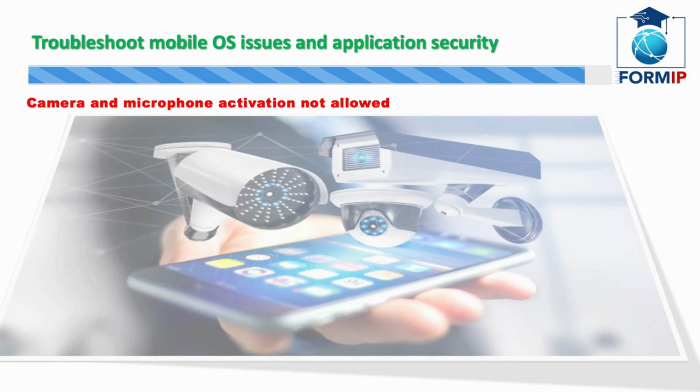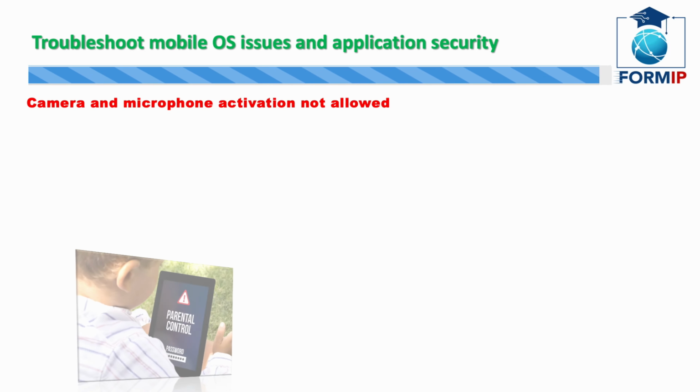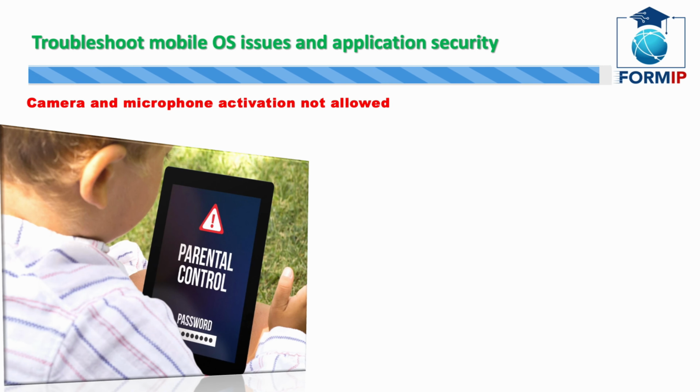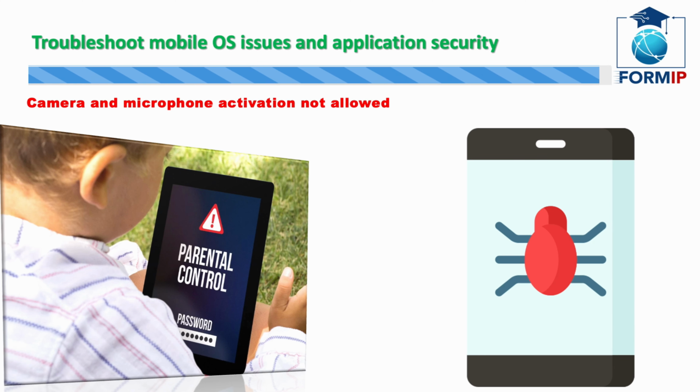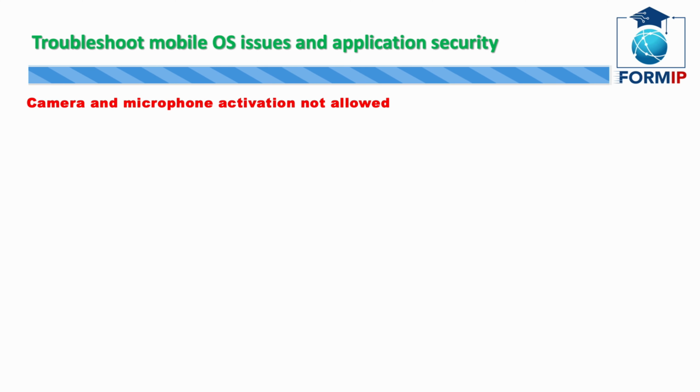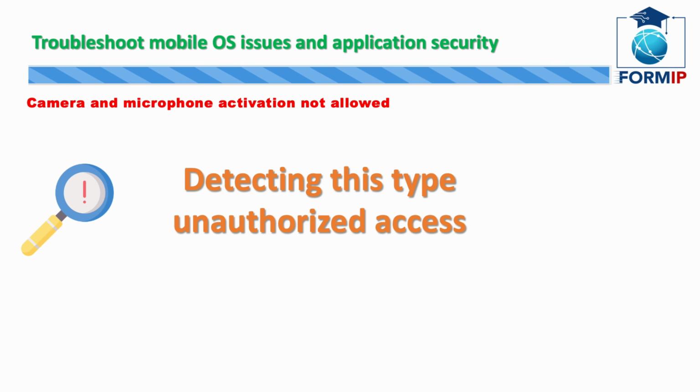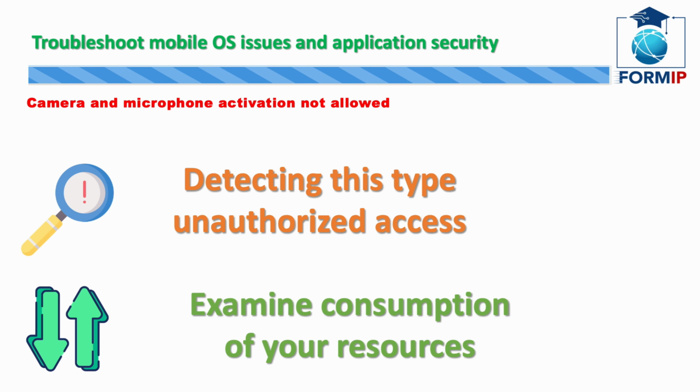And the last point we're going to see in this course is about the misuse of your camera and microphone on your mobile device. Your device's camera and microphone can be used by a third party to monitor you. Even if it is useful in the case of parental control, unless you are under guardianship, you have to be careful when you install an application that is not from the Google or Apple Store. This type of unauthorized access can be detected by looking at the consumption of your resources, and in particular, your internet bandwidth.